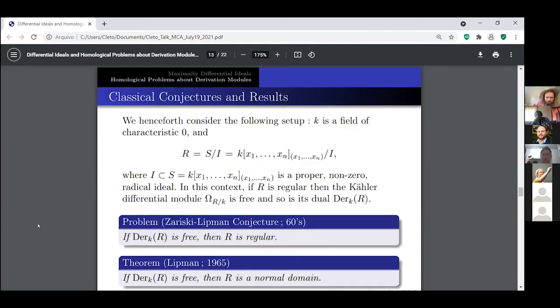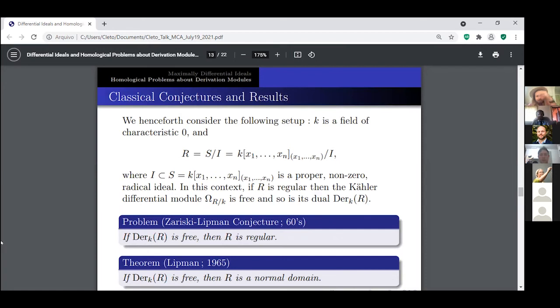Okay, let me speak quickly about classical conjectures and results. Henceforth, we shall consider this setting in order to make things more concrete. This is the classical setting of well-known conjectures. So S is a localization of a polynomial ring like this, and I is a non-zero proper radical ideal.